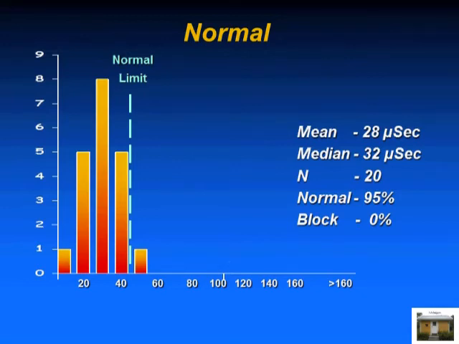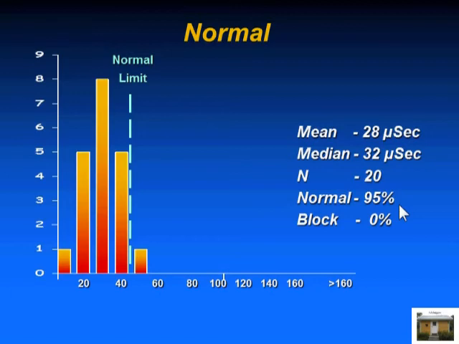This is a histogram of the jitter measurements made within a muscle, looking at jitter in 20 different pairs of potentials. This is just the number of pairs of potentials in which the jitter was of a certain value. And the dotted line here is the upper limit of normal for the individual pairs of potentials. And you can see that all but one of these pairs of potentials fell to the left of the dotted line and therefore was normal. The mean value was 28 microseconds. The median was almost the same, 32. 95% were normal and there was no blocking.